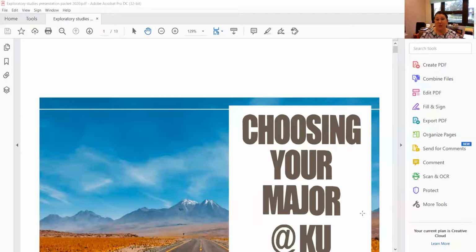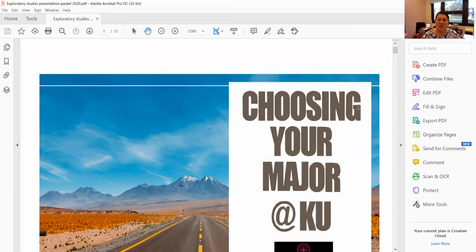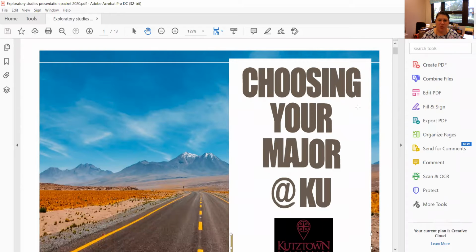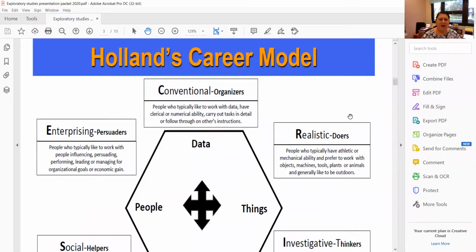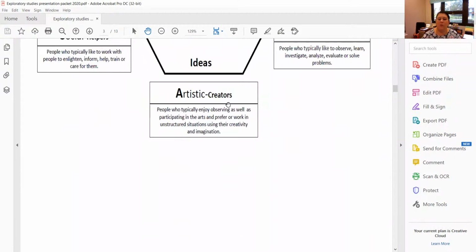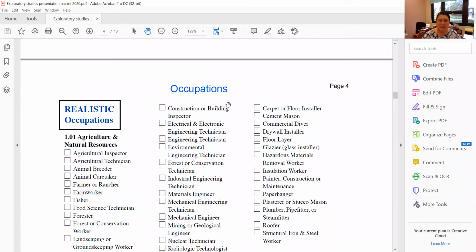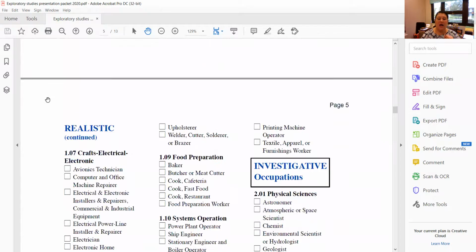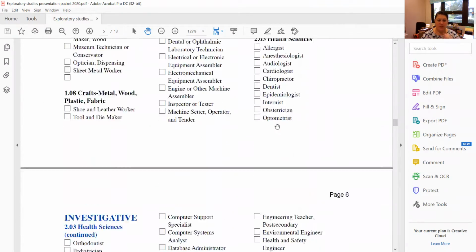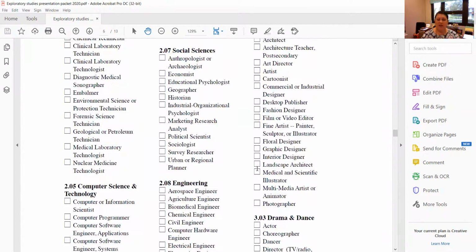So as I mentioned a little bit earlier, I want to share with you a small packet that we have created for exploratory studies. And if we would have seen you at orientation in person, we would have given this to you. So you can open this up from your email address that this was sent to you, and you can just scroll down there. Hey, there's those Holland's career models. But what I want to show you are these next couple pages where we break down different occupations into the different Holland codes. Investigative, realistic was first, artistic, all of those different things.